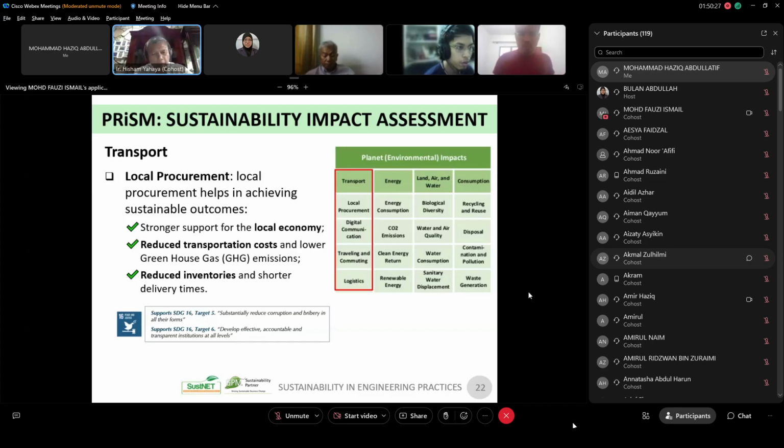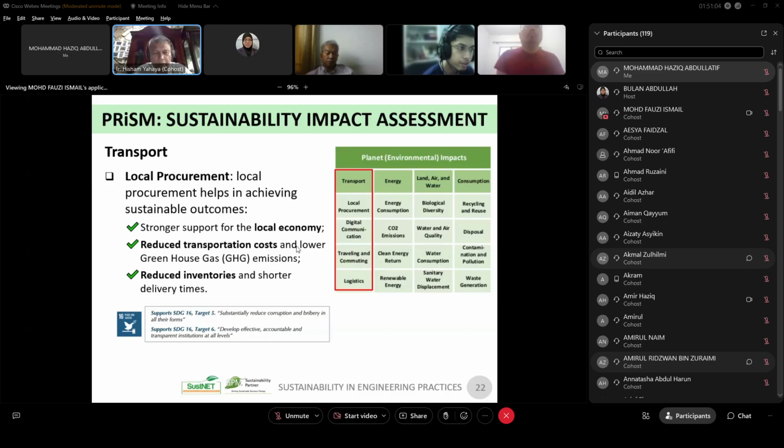Don't think only about having solar powered vehicles or solar powered machinery to reduce the dependency on electricity, but you can do it in a small way by buying local. Also, when you look into local procurement, and the local hardware shop can support you, and they see you as one of their customers, they can increase their inventory. By increasing the inventory, you can have a shorter delivery time. So it will help your project.